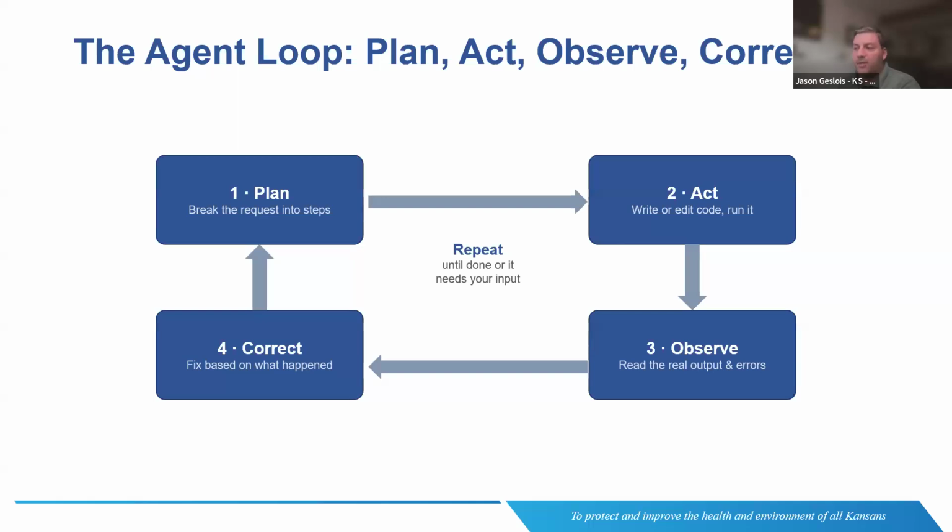And then it repeats the plan, act, observe, correct again and again until the task is done or it decides it needs to ask you something. If you've ever debugged by trial and error, this is the same rhythm, just faster. So it's doing the same type of process that we would normally do over our code, in that same type of format.